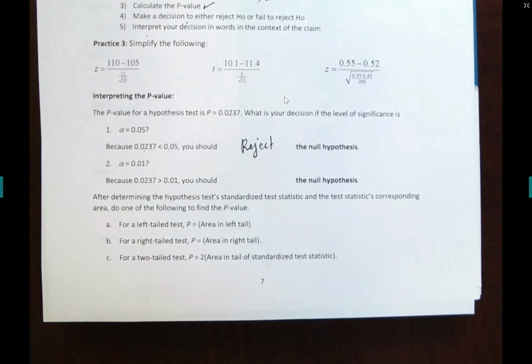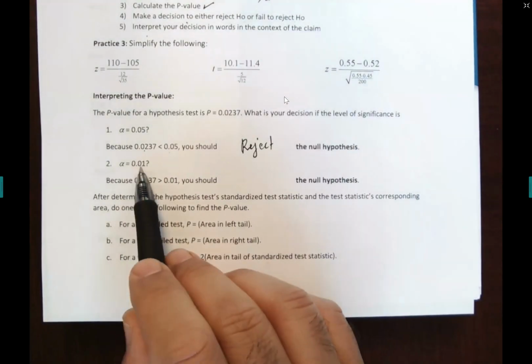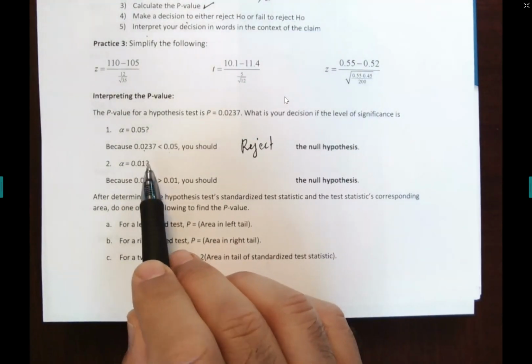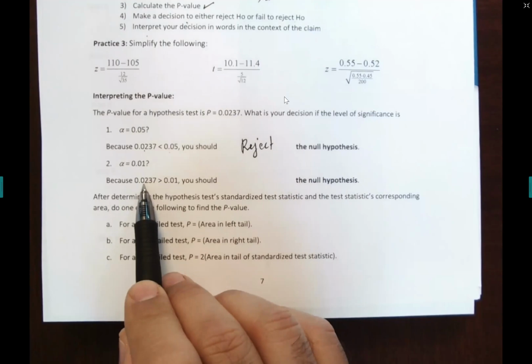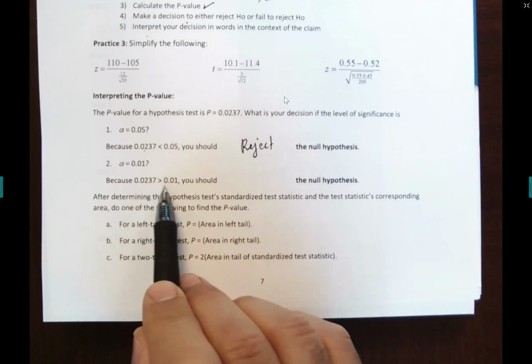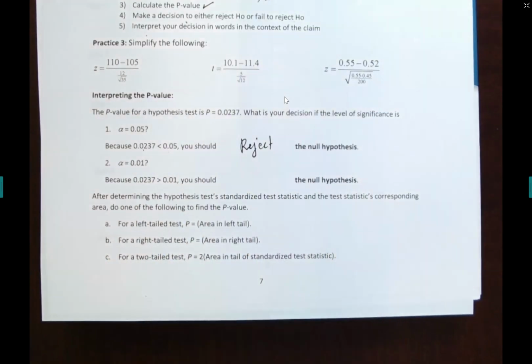Exactly. Okay, let's say if alpha is 0.01. So the maximum allowable probability of making type 1 error is 0.01. You know, guys, 0.0237 is not less than 0.01. It's bigger. So what should I do? What's the language? Exact language. Fail to reject.